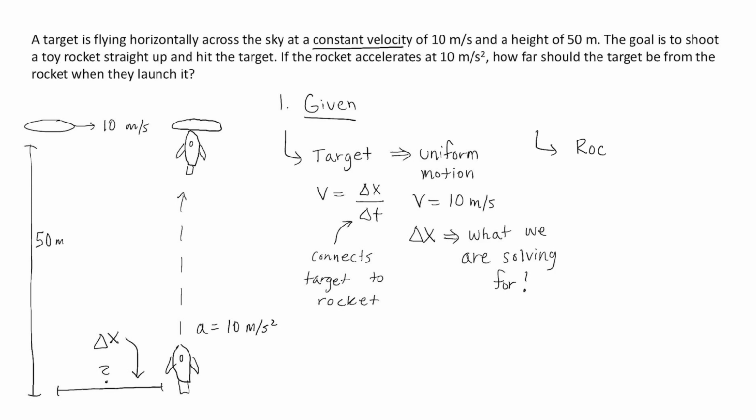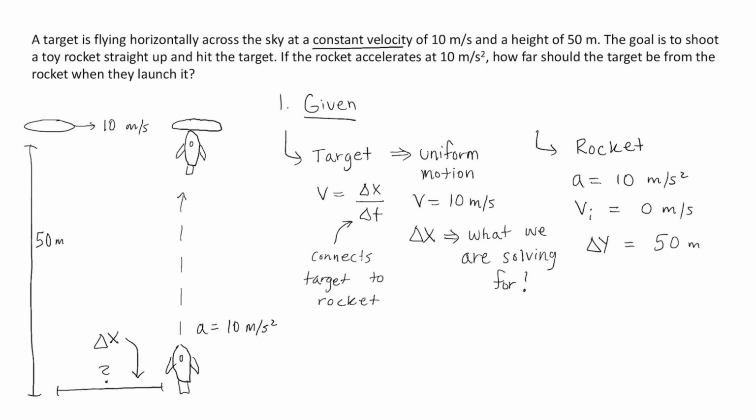So now let's look at the rocket. We were told that the rocket accelerates at 10 meters per second squared. Now it may not seem obvious, but we have more information than that. We also know the initial velocity of the rocket, and that would be 0 meters per second. I know that because initially the rocket is just sitting on the ground. It's not moving. It speeds up because we launch it and the engine accelerates it up. And then we also know the rocket's change in position, delta y, and that would be 50 meters. I know this because we want the rocket to travel 50 meters up in order to strike the target.